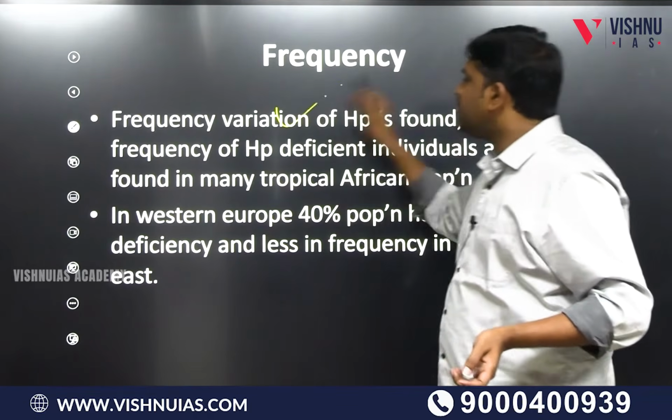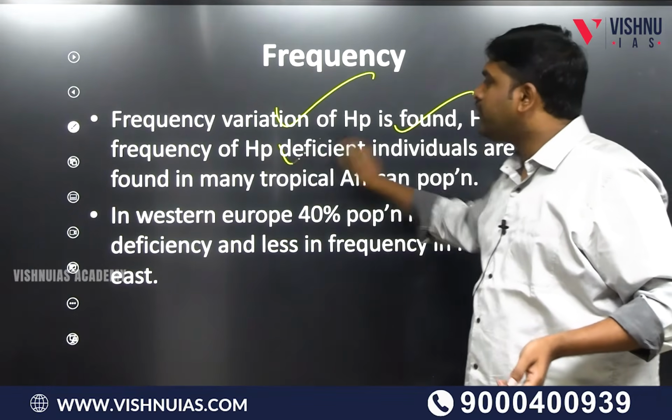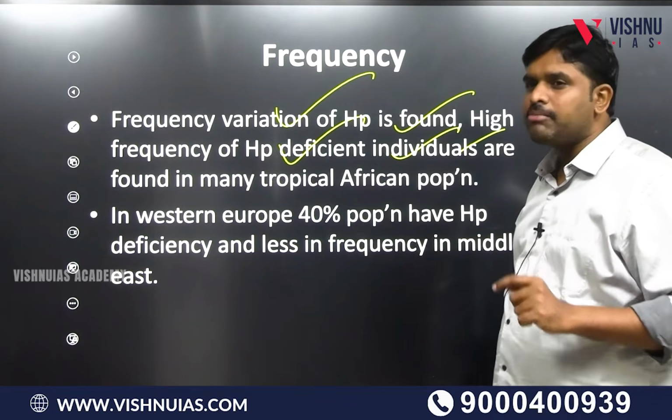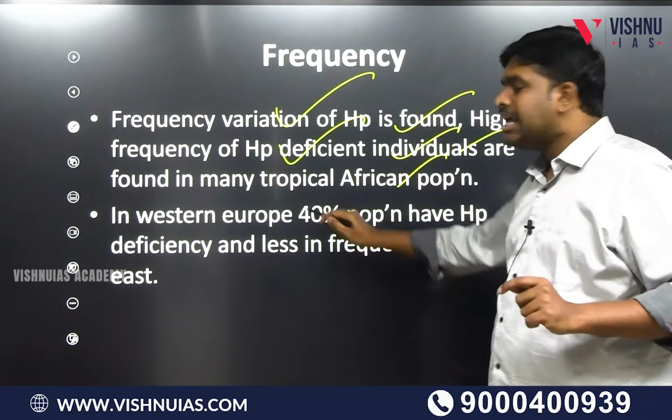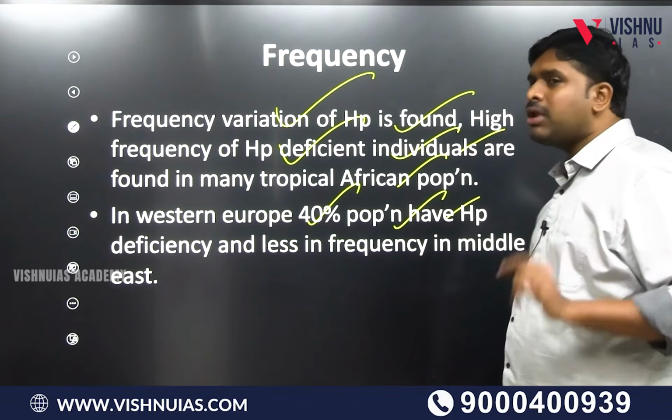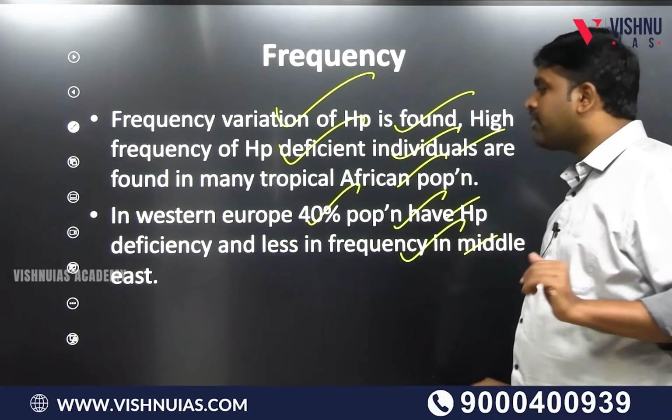So, here frequency variation of HP is found. A high frequency of HP deficient individuals is found in many tropical African populations. In Western Europe, 40% of people have HP deficiency, and it is less in frequency in the Middle East.